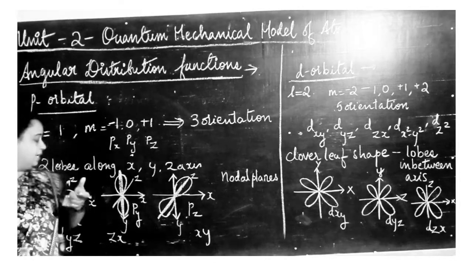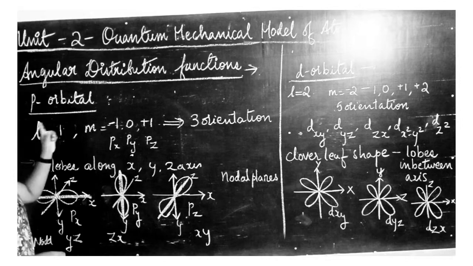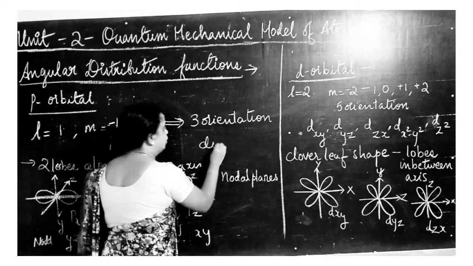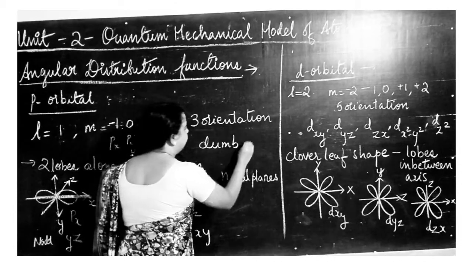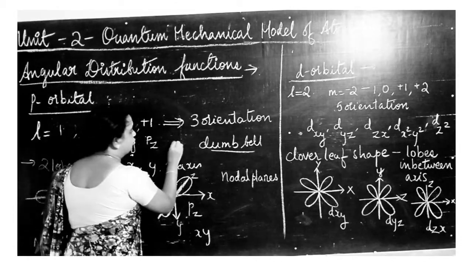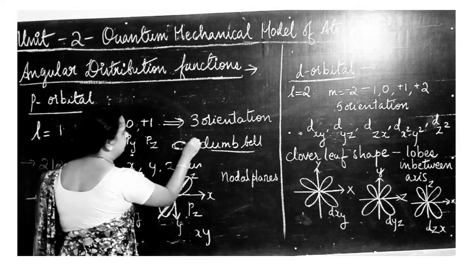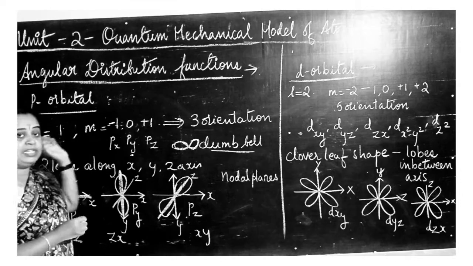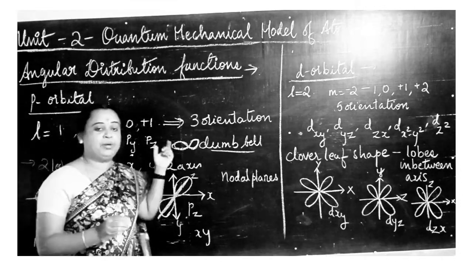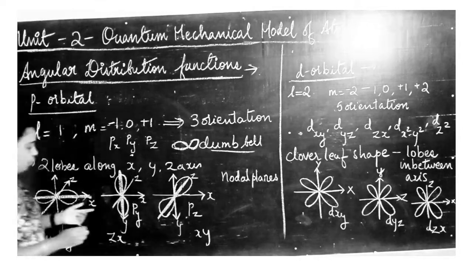So that is represented over here. In the p orbital, the lobe is a dumbbell shape. Yes, this is the dumbbell shape, whereas in the s orbital, the shape is spherical. Whereas here in the p orbital, the lobes are in a dumbbell shape.